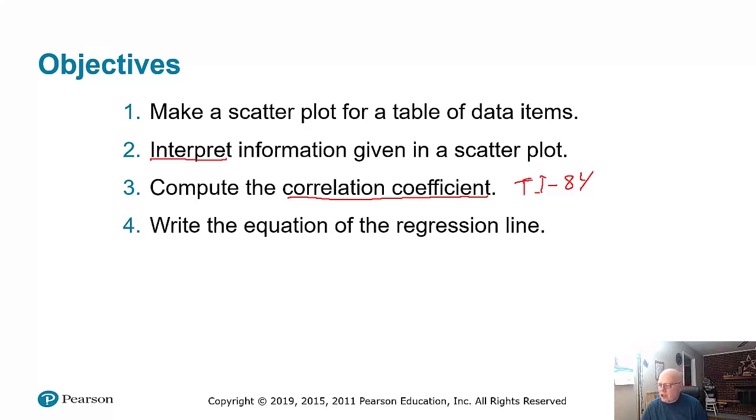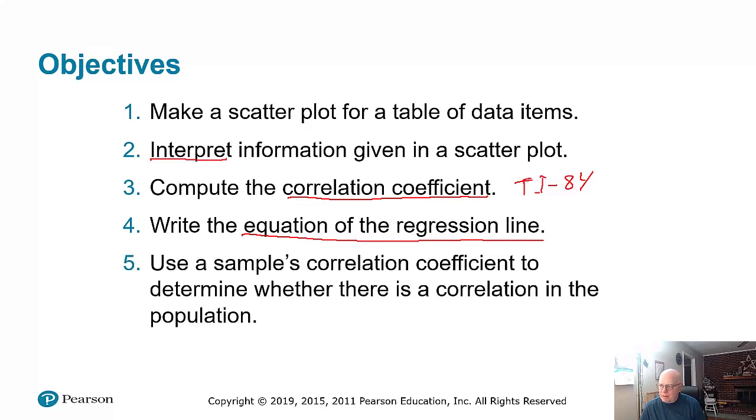We'll find the equation of the regression line. Don't worry about what that is, but you're just going to find it anyway, and that's pretty easy too. You might want to write down some of these steps. And you want to use the correlation coefficient to decide whether there's a correlation, not causation, not one causing the other, just a correlation. That means there's a connection of some kind between, say, the x's and the y's.